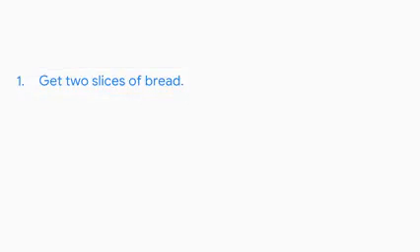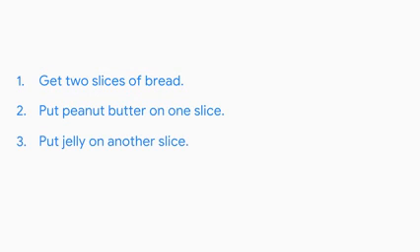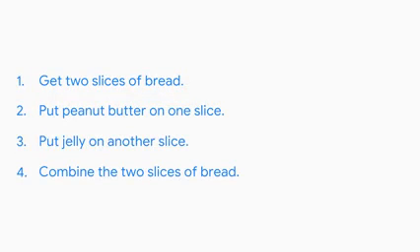I see a pretty good recipe and send it to our chef to make. Remember that our chef needs these instructions quickly, so I don't send her the entire recipe. I send her 1 line at a time. 1. Get 2 slices of bread. 2. Put peanut butter on 1 slice. 3. Put jelly on another slice. 4. Combine the 2 slices of bread.